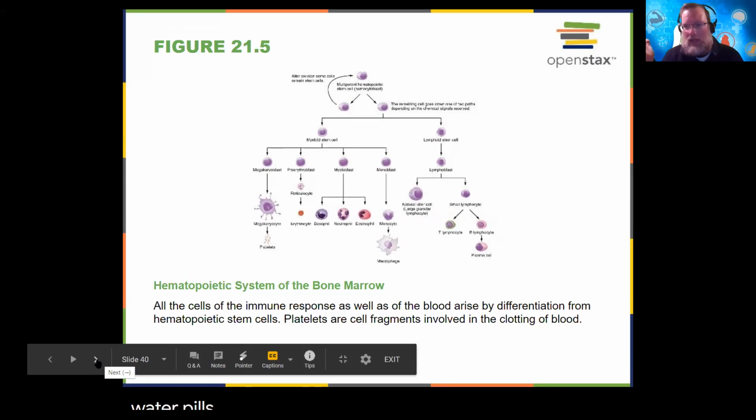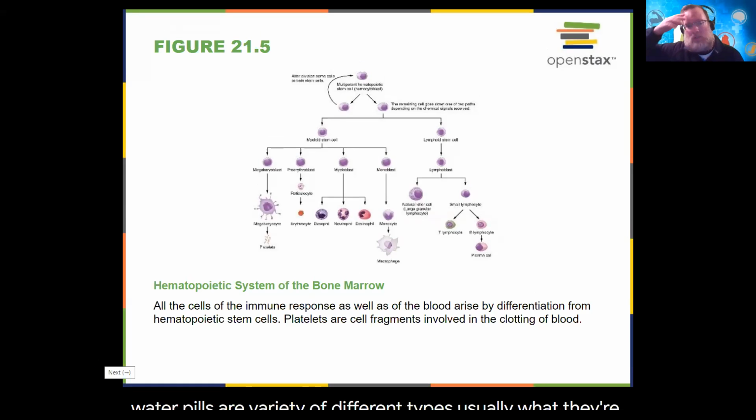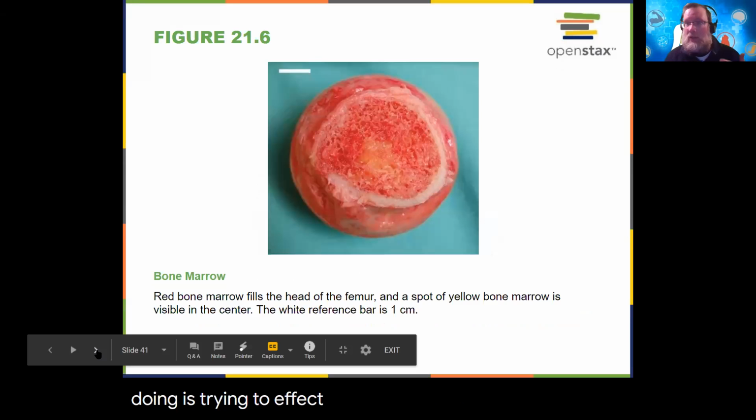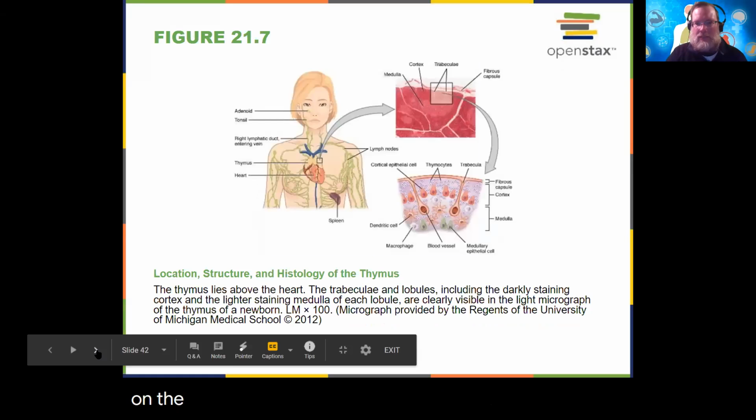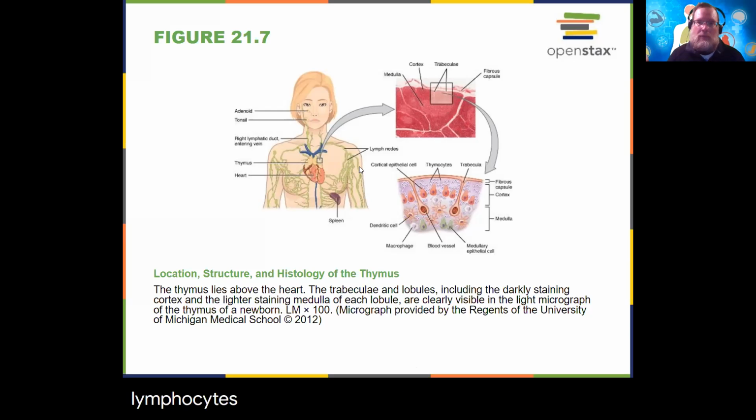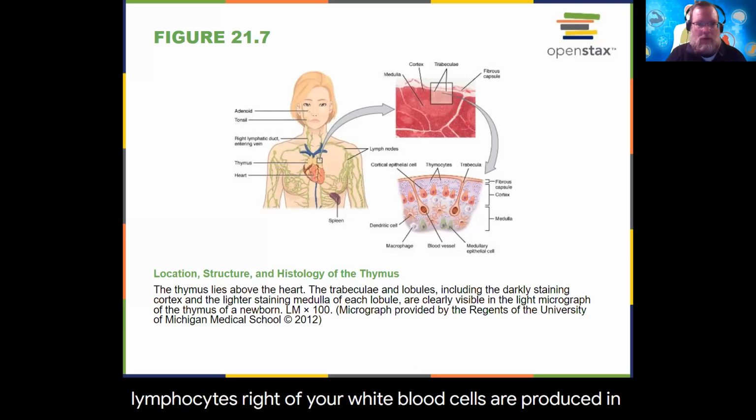Water pills are a variety of different types. Usually what they're doing is trying to affect fluid and electrolyte balance. So they're going to oftentimes go after diuretic principles of the kidneys, which subsequently leads to less stress on the lymphatic system. Oh, bone marrow, of course, is where all this action's going, and where we see a lot of your lymphocytes, right? Your white blood cells are produced in bone marrow.